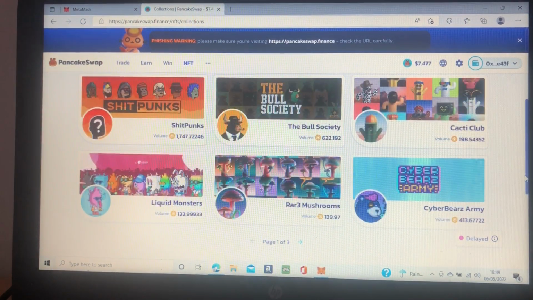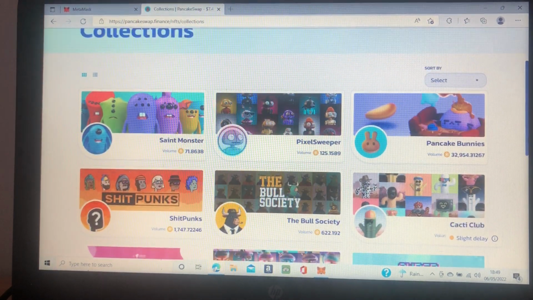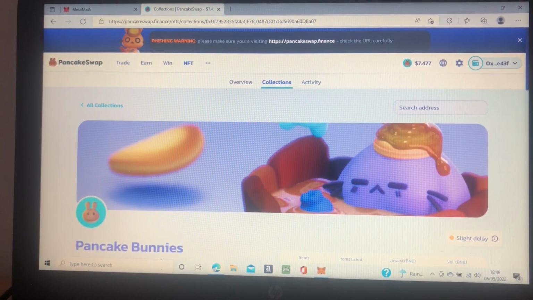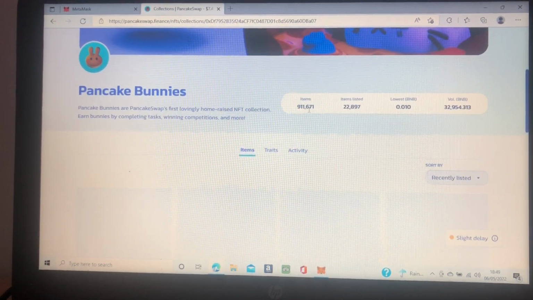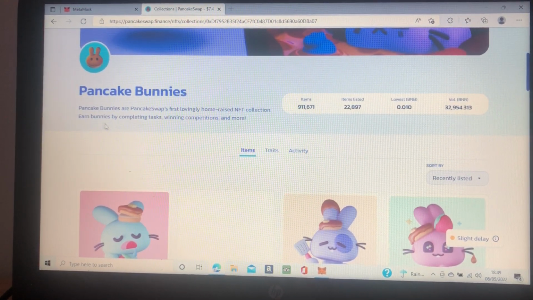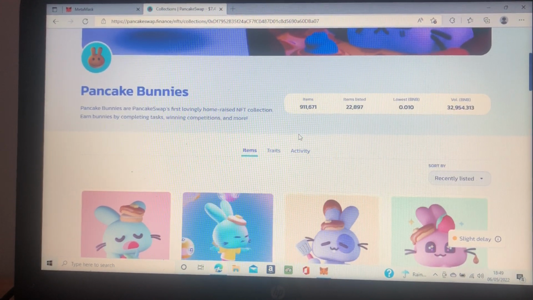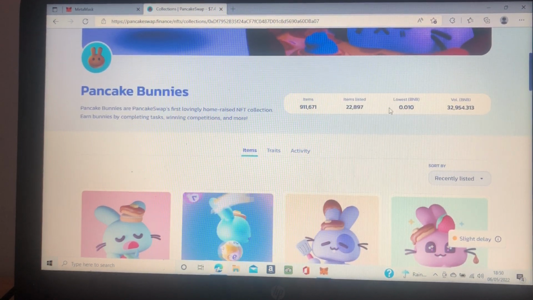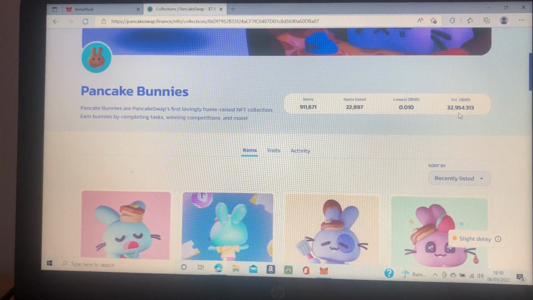So you just come here. Maybe you have any updates that one's going to pump, or you just like any, you could just enter. So this one that people have traded, let's see what it looks like. It has 911,671 items. Pancake Bunnies are Pancake Swap's first lovingly home-raised NFT collection. Earn bonus by completing tasks, winning competitions, and more. So apart from risking in the lottery, you could win a Pancake Bunny. Lowest price, item listed 22,000. Lowest 0.01. Volume 32,954.